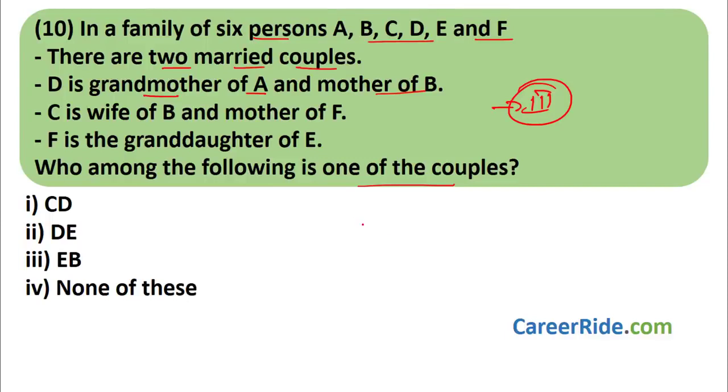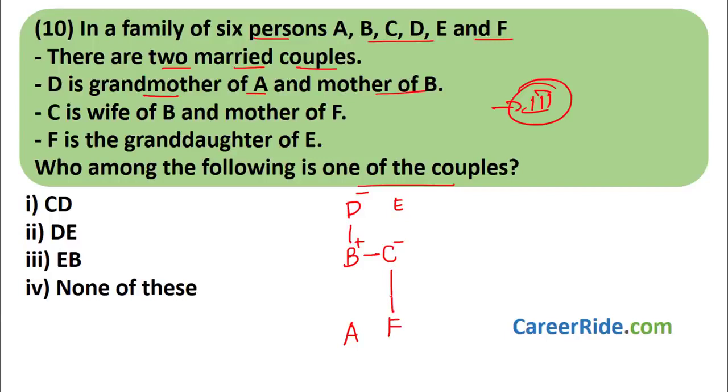D is grandmother of A. So we'll have A over here, and D over here, with two generation gaps. And D is mother of B, so D is female. C is wife of B, so B must be male and C is female. And C is mother of F. F is the granddaughter of E. So here we'll have E, who is related directly to F.